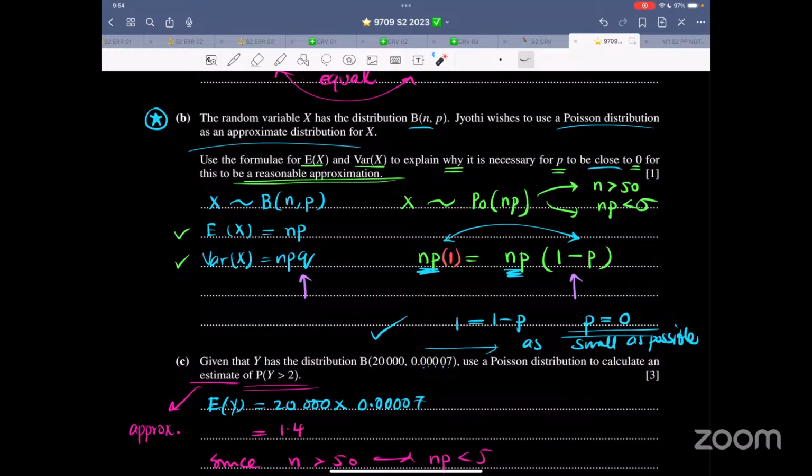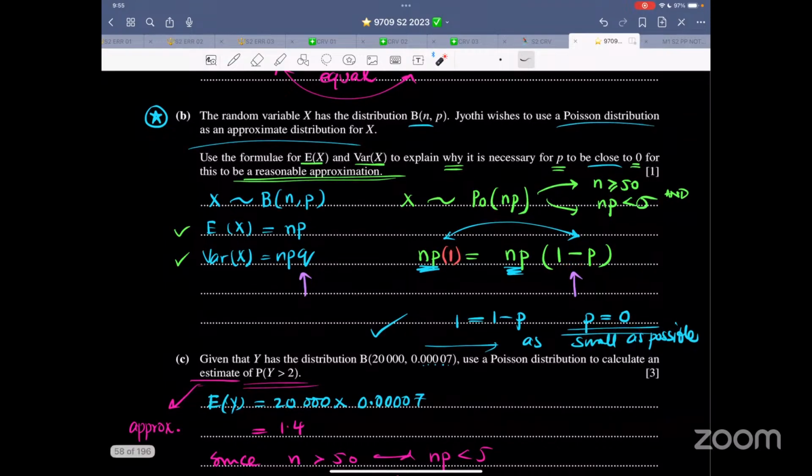And we know that if n is greater than or equal to 50, let me put the greater than or equal sign over here, I think I just missed out the equality, greater than or equal to 50 and np is less than 5, therefore the binomial will become a Poisson. So now npq and np should be the same. So this is npq. So if this is 1, therefore 1 minus p is 1. Therefore, p should be as small as possible. Do you get the idea?